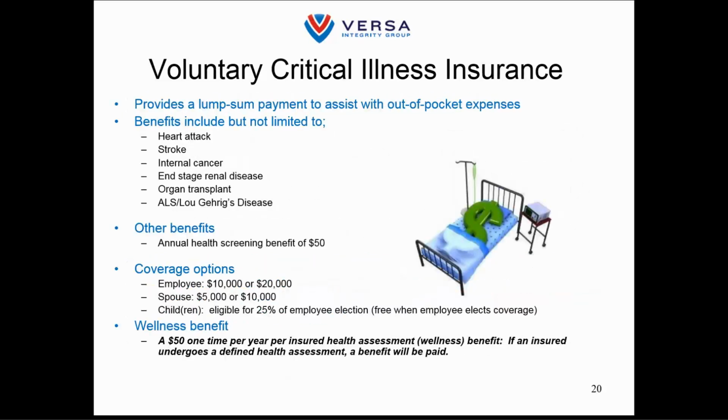The second supplemental policy is critical illness insurance that will pay you a lump sum amount to help with out-of-pocket expenses for certain covered diagnoses. Some of these include, but are not limited to, heart attack, stroke, cancer, end-stage renal disease, ALS, or organ transplant. Coverage options are $10,000 and $20,000 for employees, $5,000 or $10,000 for your spouse, and children are eligible for 25% of the employee's election, and they are free to add to the plan when the employee elects coverage. Like the accident policy, there is also a $50 benefit that is paid to you for completing a health assessment.